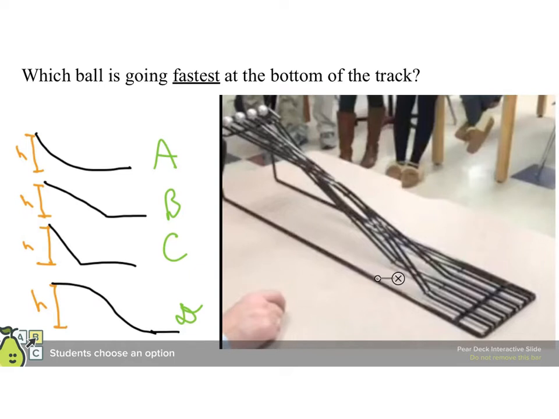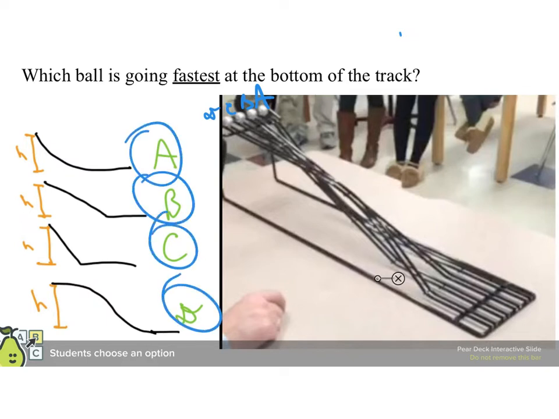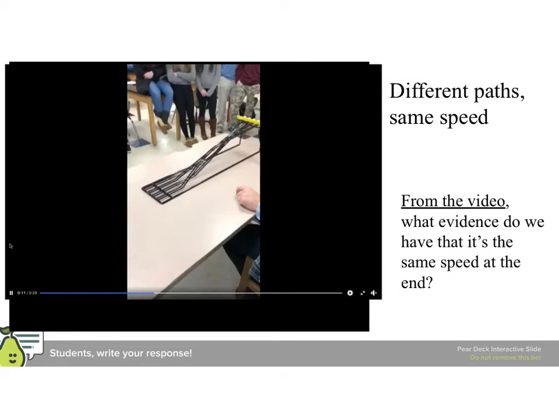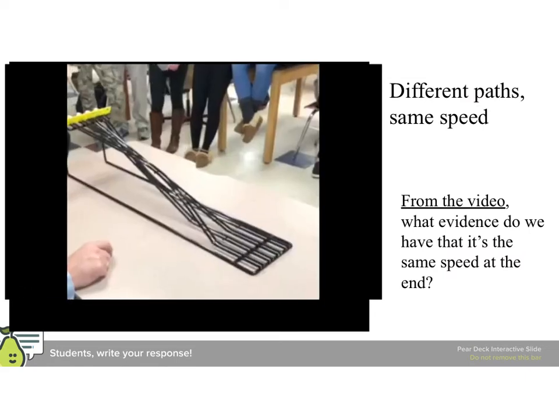Which ball is going fastest at the bottom of the track? There are 4 different tracks shown, which I think are in the order D, C, B, A. And hopefully at this point you're starting to realize it's going to be the same for all of them because the height is the same. So let's watch and see.